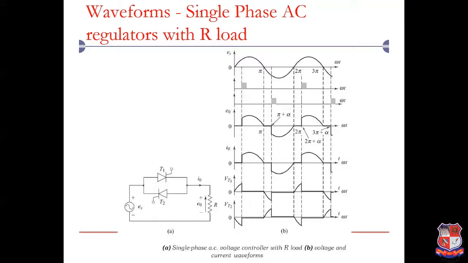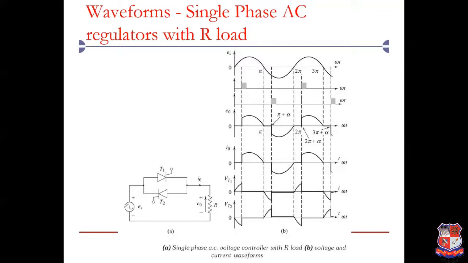as thyristor T2. The second figure shows pulses applied to thyristor T2. The next waveform is the output voltage waveform, in which thyristor T1 is turned on at omega t equals alpha and thyristor T2 is turned on at omega t equals pi plus alpha.